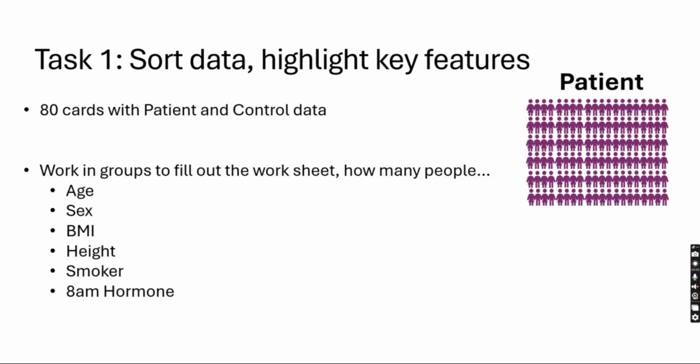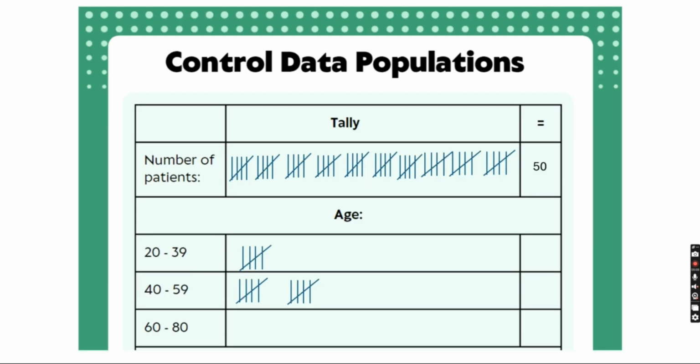What you're going to do is, you've got a card deck. You've got 80 cards and they've got patient and control data and all of the information on these cards. You need to fill out a worksheet and collect all of the data from these people. It'll look something like this. You've got a sheet for control and you've got a sheet for patients, and you want to tally them up.